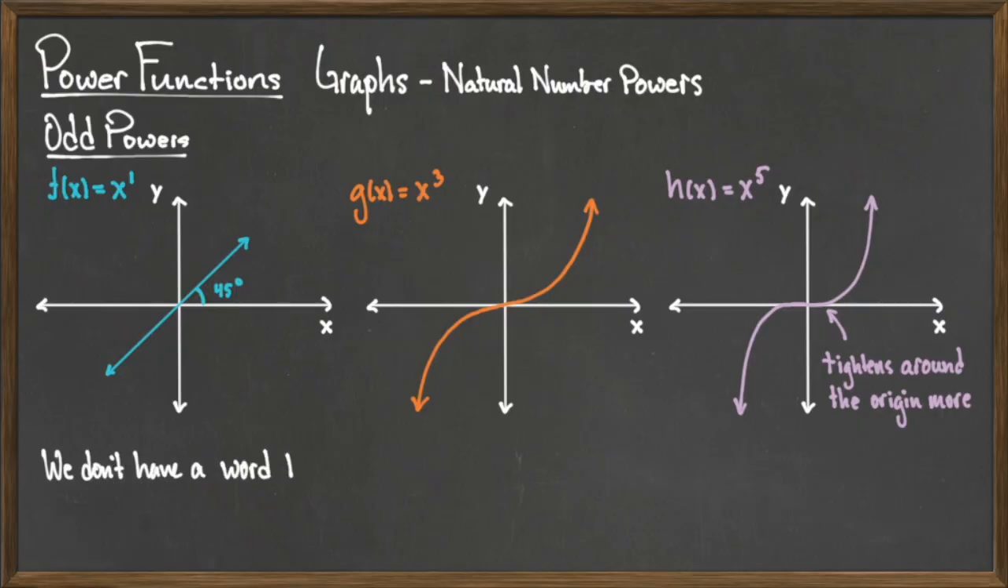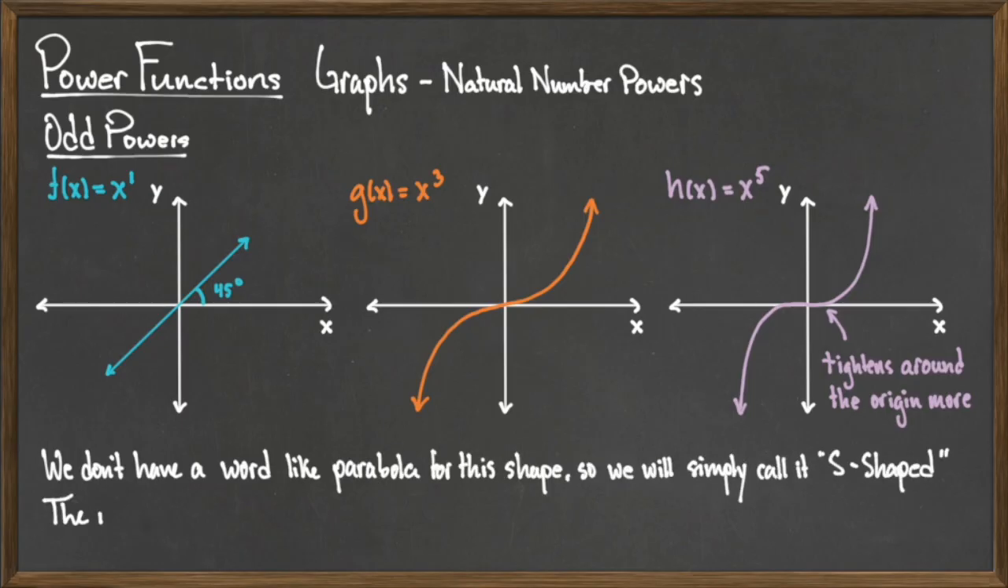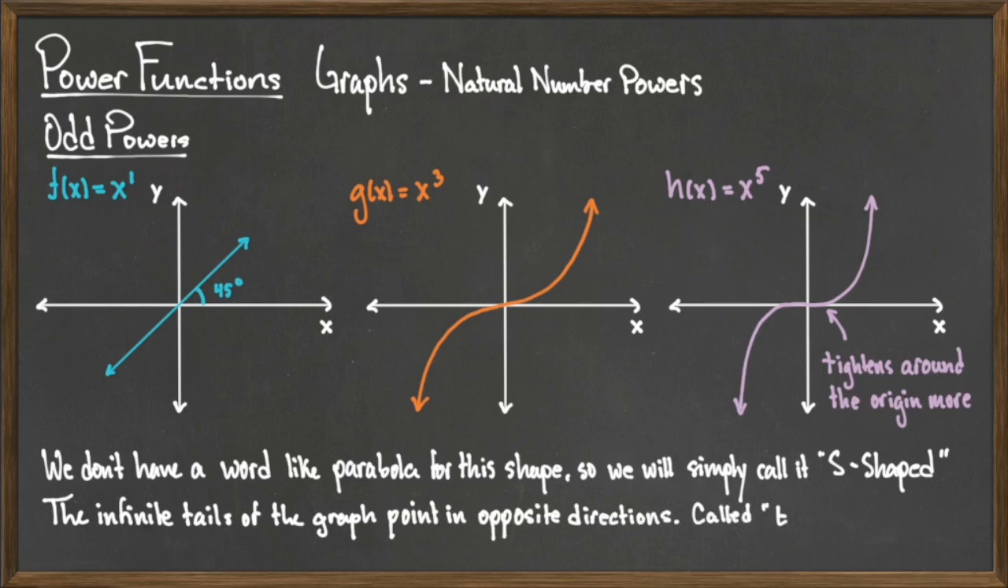Now we don't have a word for this S-shaped curve like we do for parabola, so we're just going to refer to it as an S-shape. We also want to talk about the infinite tails of this graph. This is normally called end behavior. Each one of these graphs has a similar trait. Towards the left, these graphs tend to negative infinity, and towards the right, they tend to positive infinity. In Chapter 5, we're going to talk quite a bit about end behavior, but really this just means I'm tracking these infinite tails on the graph. I want to see where they're going. And this is also a pretty hot topic in Calculus 1.